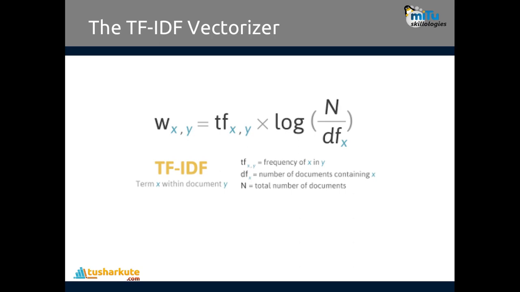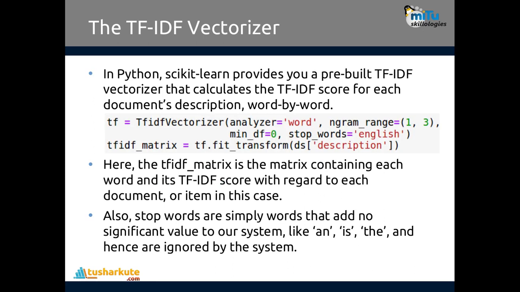So W of x,y, that is TF IDF, and you can see the formula. TF is the term frequency of x in y, DF is the number of documents containing x, and N is the total number of documents that we are going to have. This formula is used in the TF IDF vectorizer, and based on that we are going to have the value of W over here. Okay, in Python, how is it done?